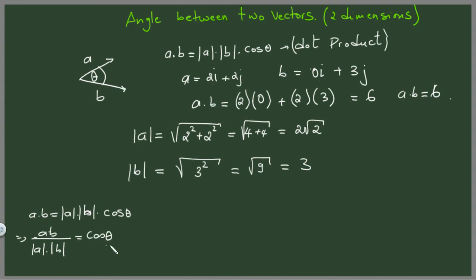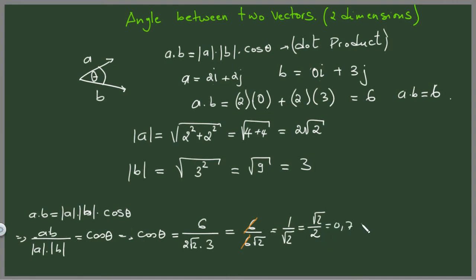This means the cosine of theta equals 6 in the numerator, and in the denominator 2 square root of 2 times 3. This is equal to 6 divided by 6 square root of 2, and we can cancel the 6. We have 1 over square root of 2, and if you multiply by the conjugate, it gives square root of 2 divided by 2, which is 0.70 and something.